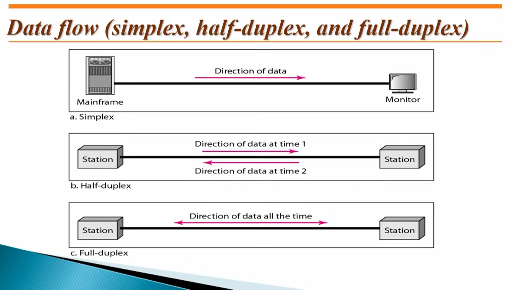In full duplex mode, the direction of data is available all the time. All the time, station 1 can send messages to station 2 and station 2 can send messages to station 1.